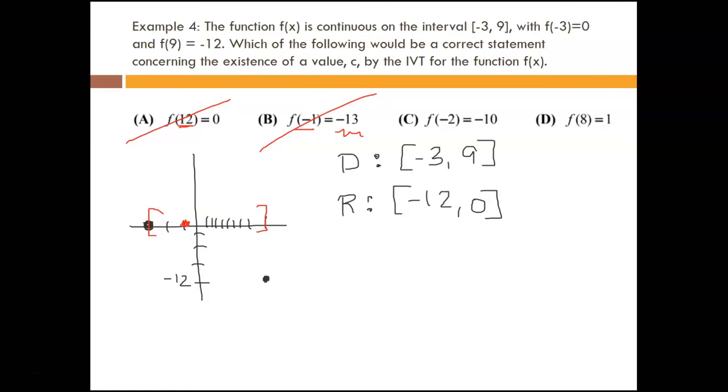All right, -2 is in my domain. -10 is in my range. Therefore, letter choice C is guaranteed by IVT. Because once again, 8 is in my domain, but 1 is outside my range. So letter choice D fails because it only meets one of the two requirements.